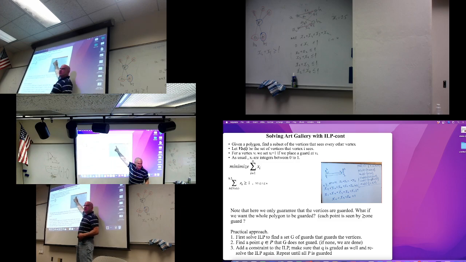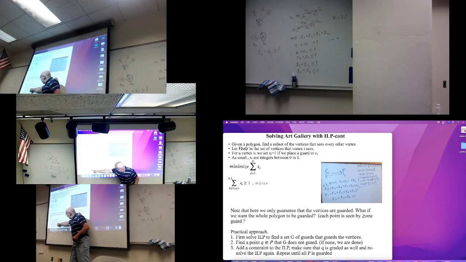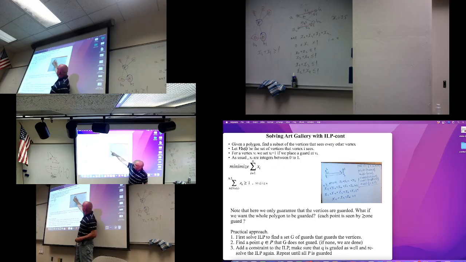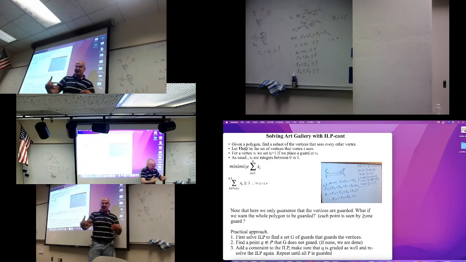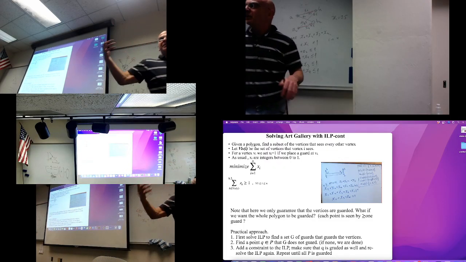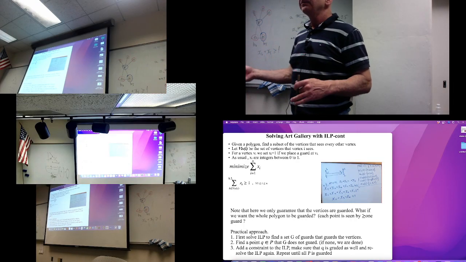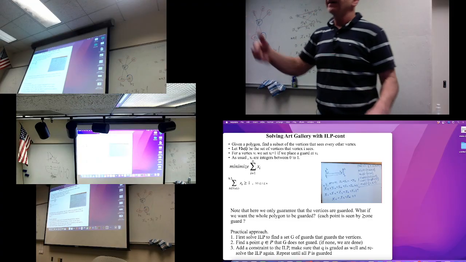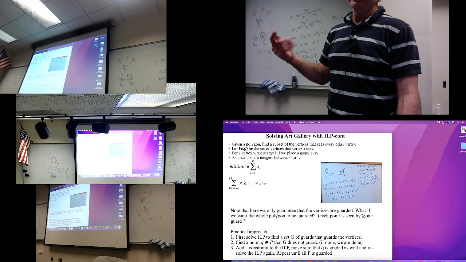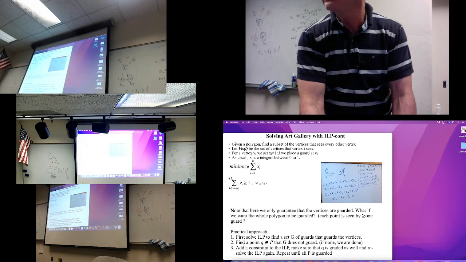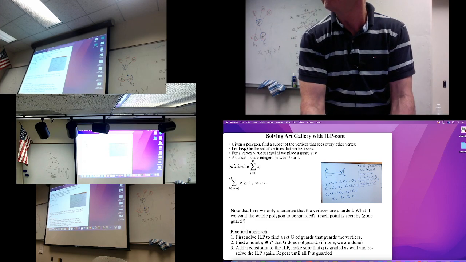If they don't see the whole polygon, even though they see all the vertices, then I'll find a point Q that my original set of guards doesn't see. And I'll add the constraint for it: the sum of vertices that see this point Q also should be greater than or equal to 1. And I solve the ILP once again. And I hope for good. I hope that after a while, I will not find a new witness point. But it's not guaranteed to work. But it's as good as we can get.